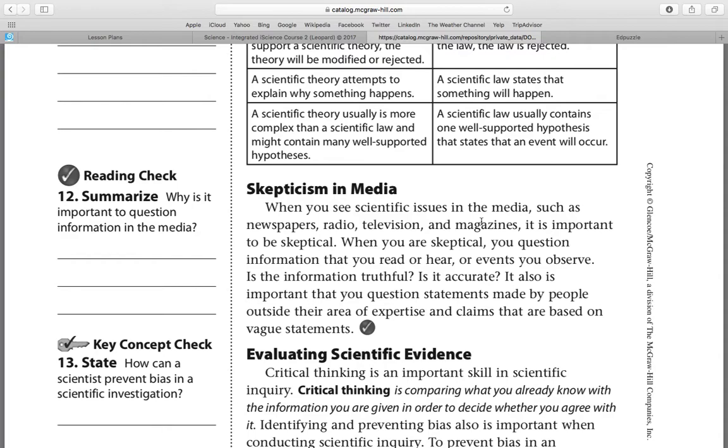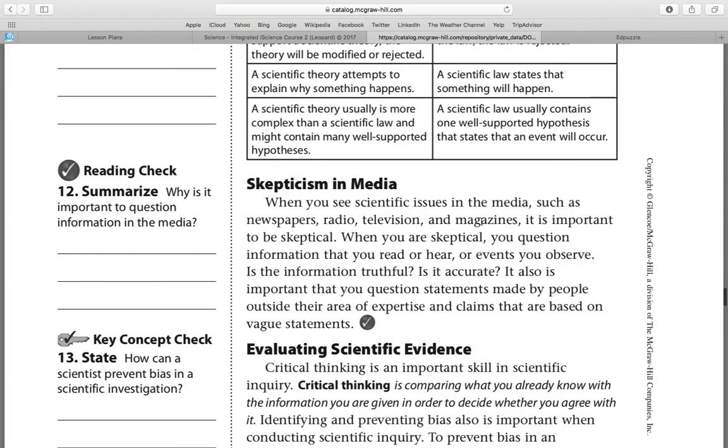Question number 12, summarize why it is important to question information in the media. So let's look at skepticism in the media before we answer that. It's important to be skeptical. Skeptical means you're questioning, okay?